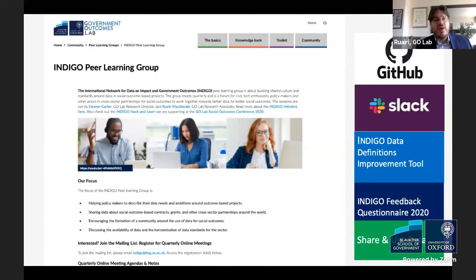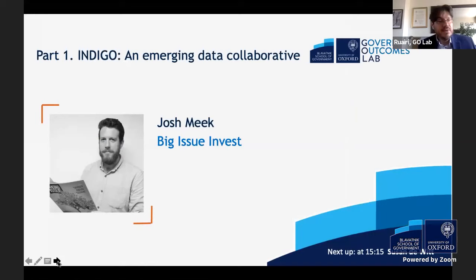On the third layer, that top layer, we're talking about community, and there are lots of opportunities to get involved. We've got our peer learning group that's meeting on the 24th of September. We have a stack of ways to get involved otherwise. We've got a GitHub, we've got Slack, we've got a data definitions improvement tool that's online. We also have a feedback questionnaire, and of course, we're asking you to share and use data. So there are lots of ways that you can help us improve the quality of the data that we hold as a community.